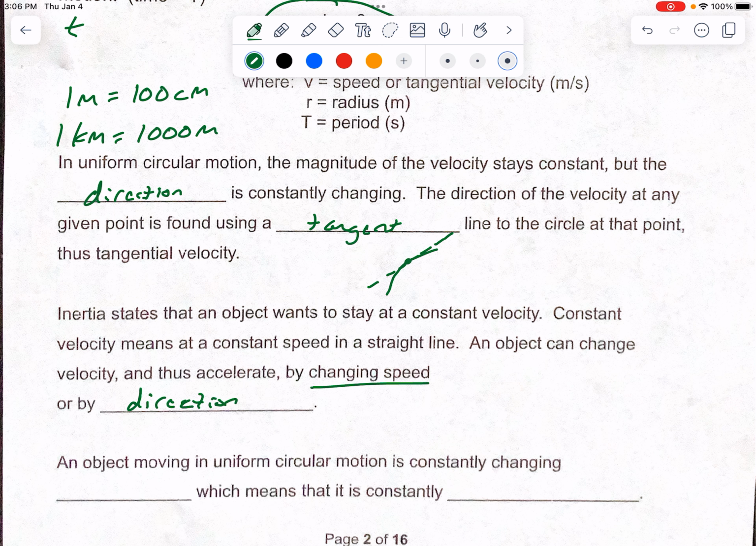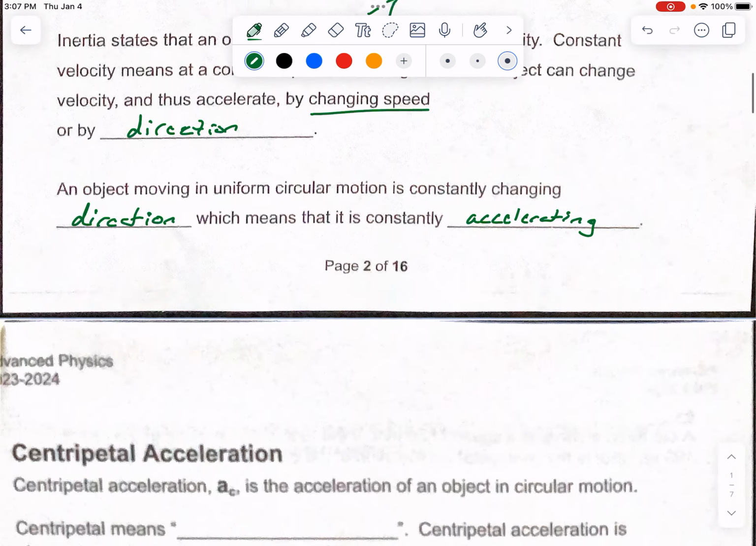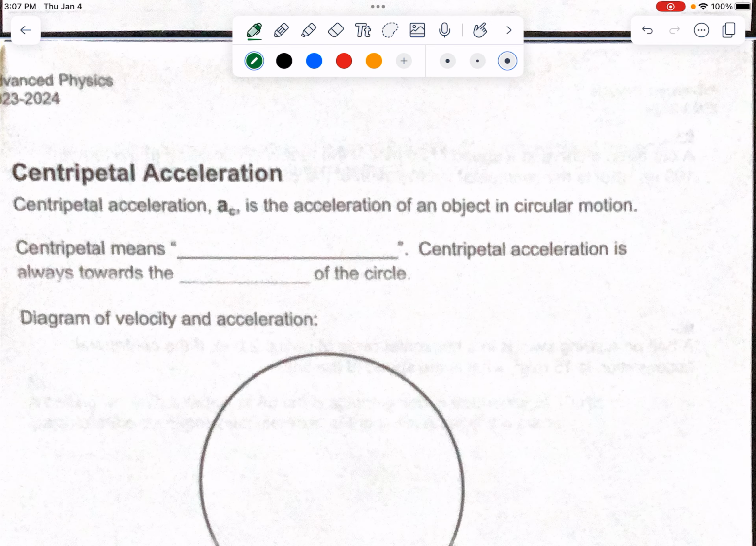Okay, so if we have an object that's moving in uniform circular motion, which is constantly changing its direction, that means we are constantly accelerating. Okay, so that's probably one of the tougher conceptual things for this: you can be spinning something around at a constant speed, but it's constantly accelerating because that object is constantly changing direction. Okay, so it's kind of tough to get that in your head, so just make sure you can think about that. So now we're going to talk about centripetal acceleration.